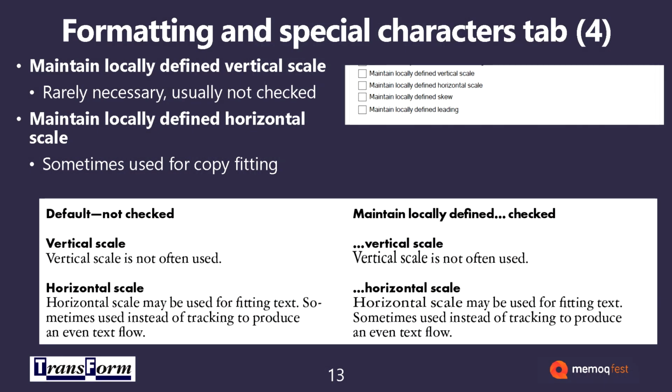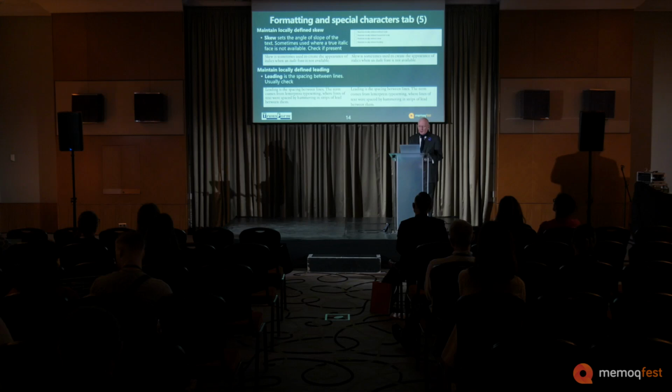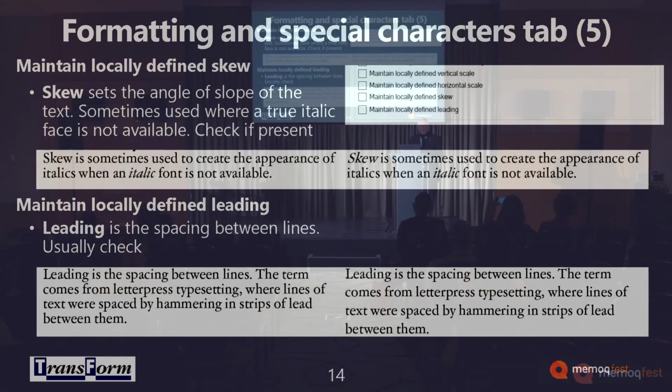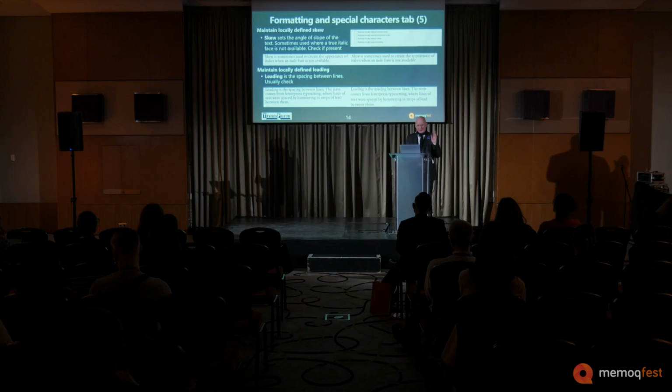Locally defined vertical scale and horizontal scale, not often used. Leave it. Locally defined skew. Sometimes an italic font won't be available, so the designer will skew the letters. If it's there, you probably want to preserve those tags.